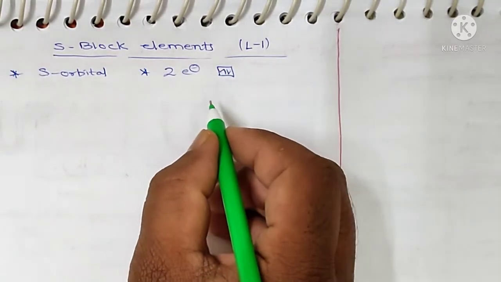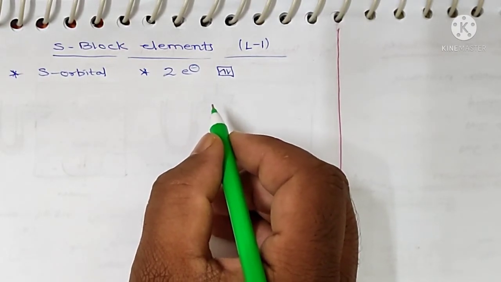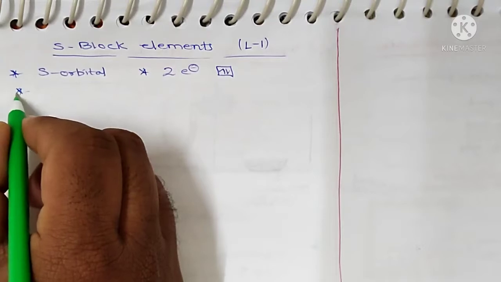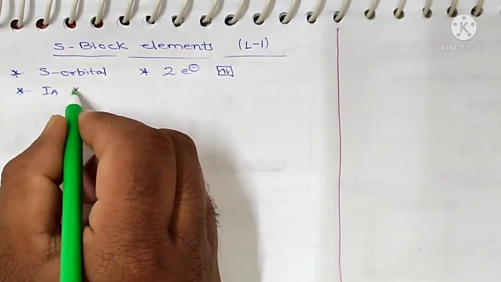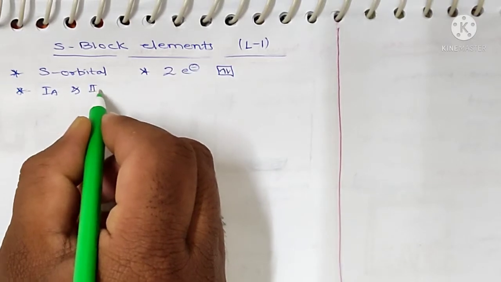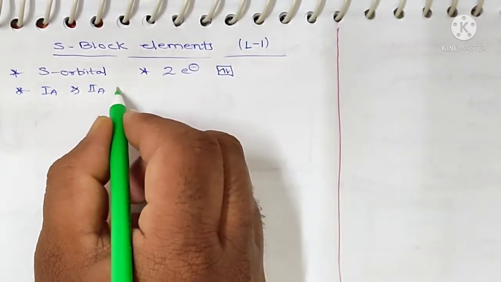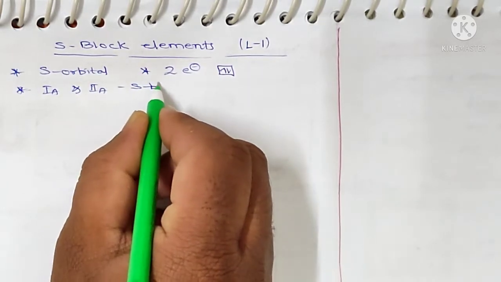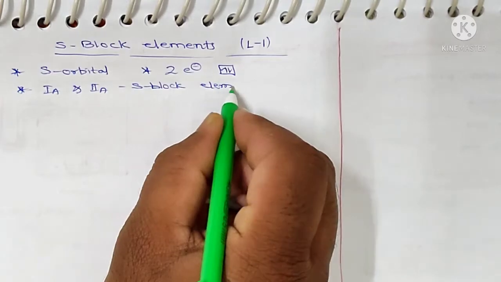And the first group and second group elements are S-block elements. First group means 1A and 2A group elements are S-block elements.